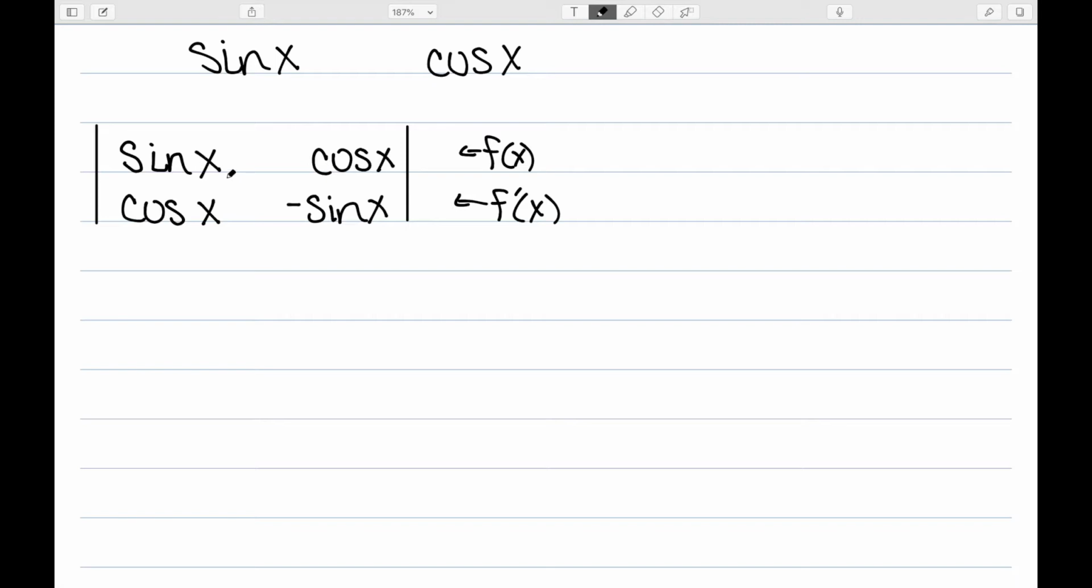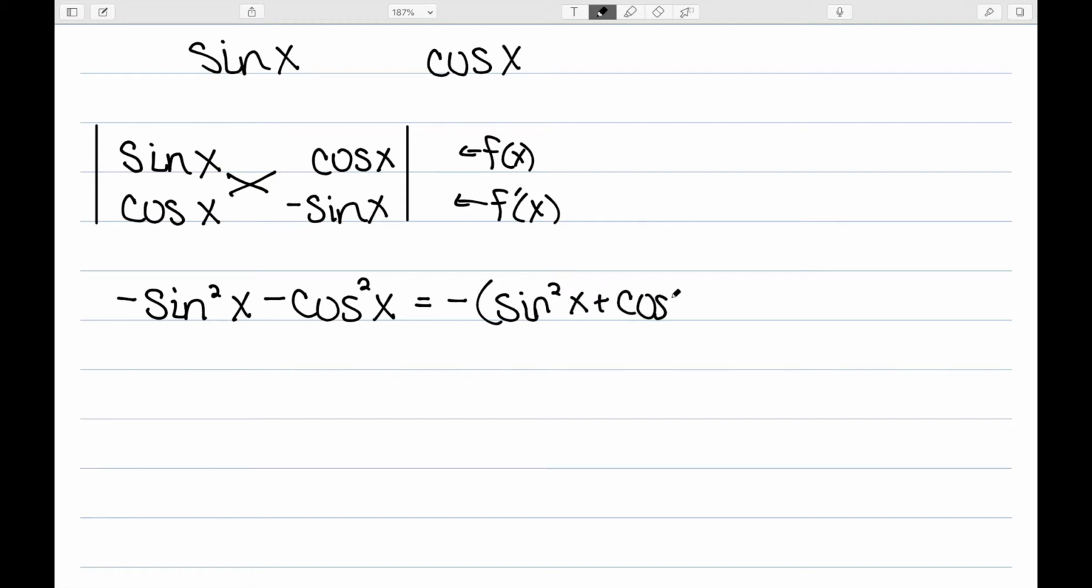Taking my determinant, I have sine x times minus sine x, that's negative sine squared x, minus cosine x times cosine x, or cosine squared x. We could factor out a -1. We would have sine squared x plus cosine squared x. We know that sine squared plus cosine squared is 1, so this would be -1. So this would be linearly independent since we did not get 0.